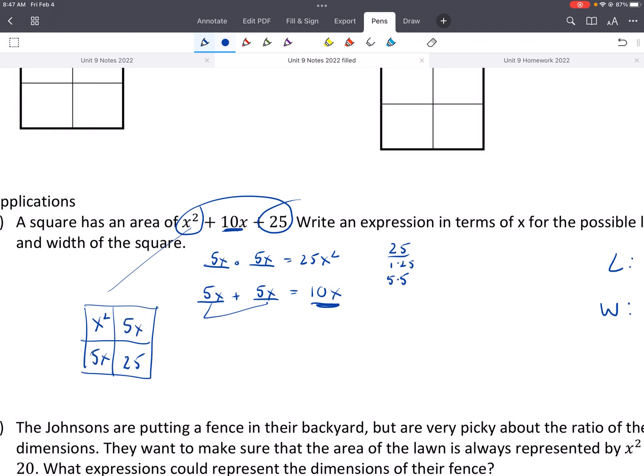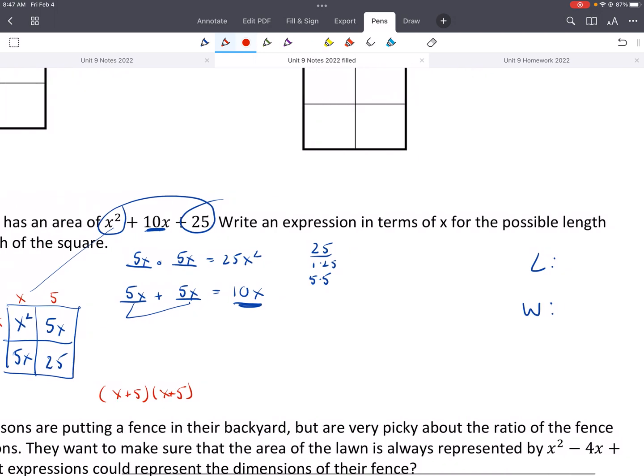And then greatest common factor for each row and column. So we could take out an x and a 5, and an x and a 5. So our answer would be x plus 5 and x plus 5. So then for our length, we could say that could be x plus 5. And the width could be x plus 5. And it's a square, so that makes sense that they're the same.